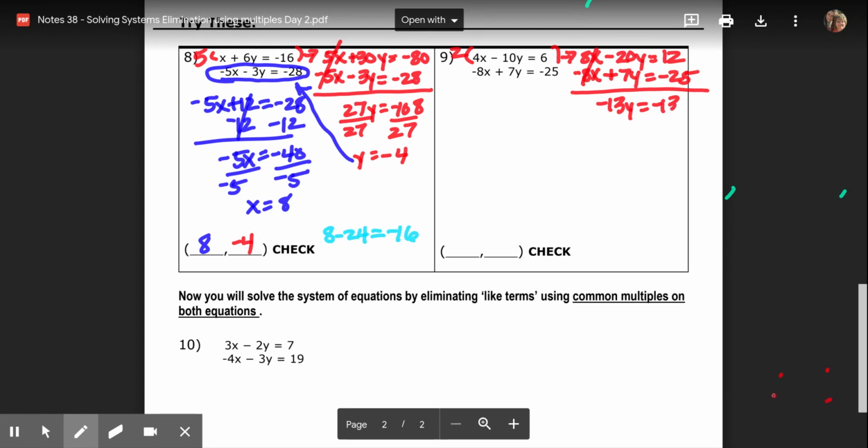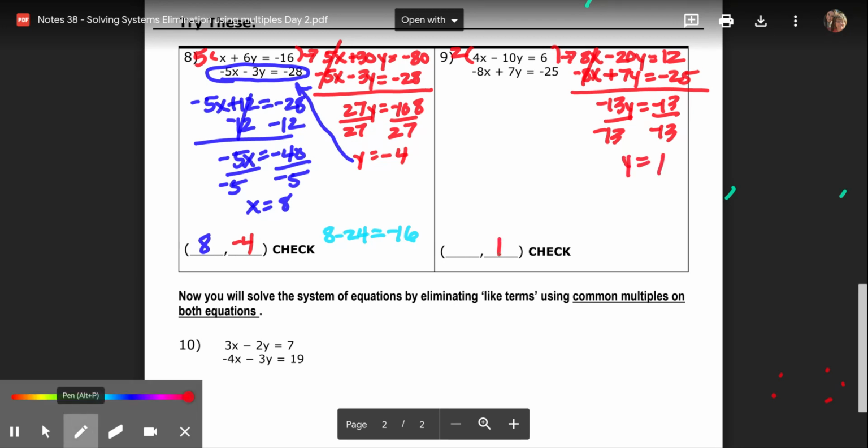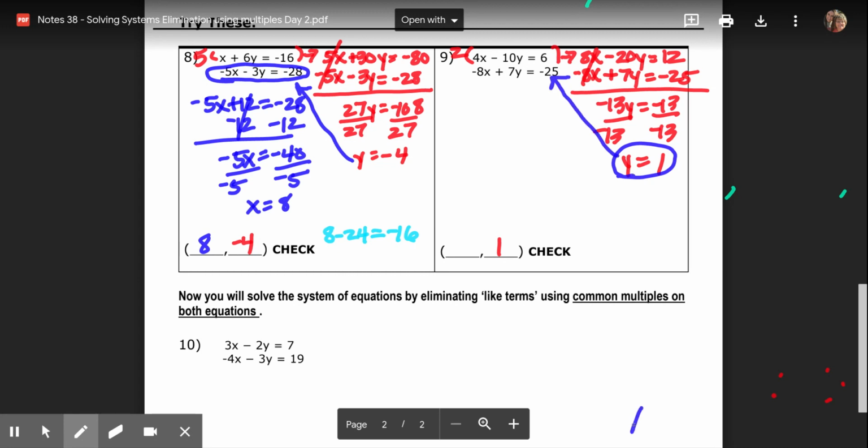And we're going to divide both sides by negative 13. So y equals 1. So we're going to put a 1 there. Then we are going to substitute 1 in place of y. And let's go ahead and just use that equation right there. So we're going to have negative 8x. And 7 times 1 is 7, equals negative 25.